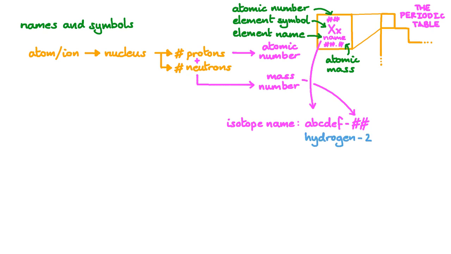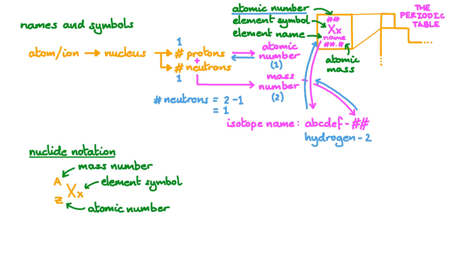So let's imagine we've got an example like hydrogen 2. We go to the periodic table and we look for hydrogen and then we find the atomic number. For the element hydrogen, the atomic number is 1, so atoms or ions of hydrogen 2 contain 1 proton. We then return to the name and see that the number 2 is at the end, so we know our mass number. To work out the number of neutrons, we simply take the atomic number away from the mass number, which gives us 1, telling us we have 1 neutron and 1 proton in an atom or ion of hydrogen 2.